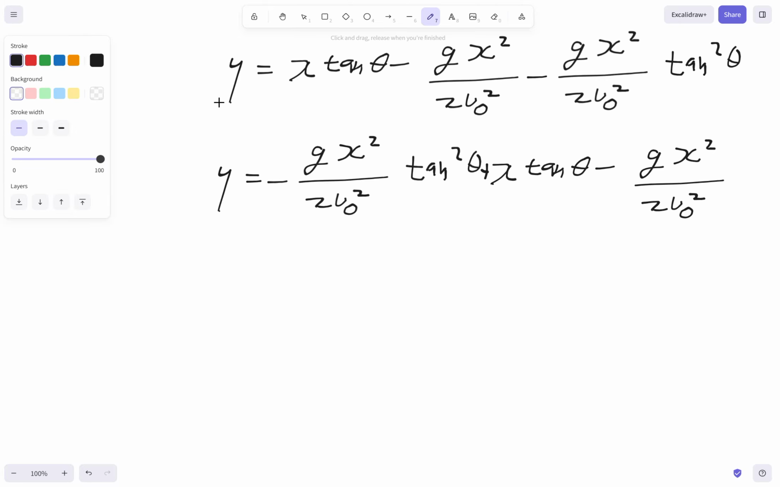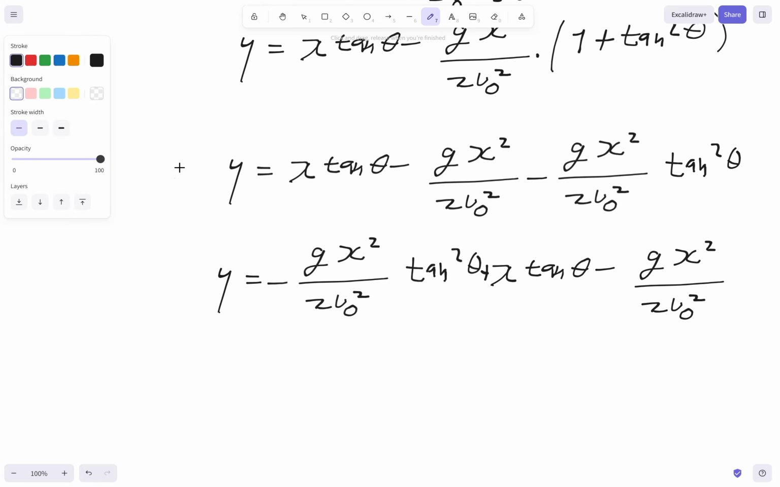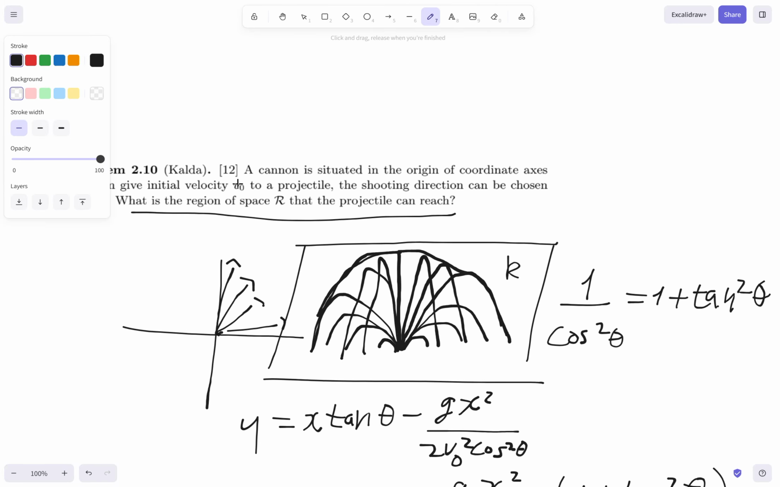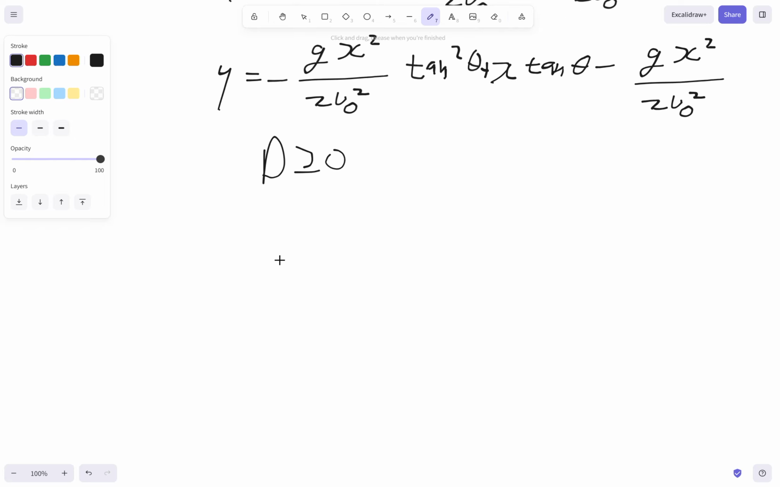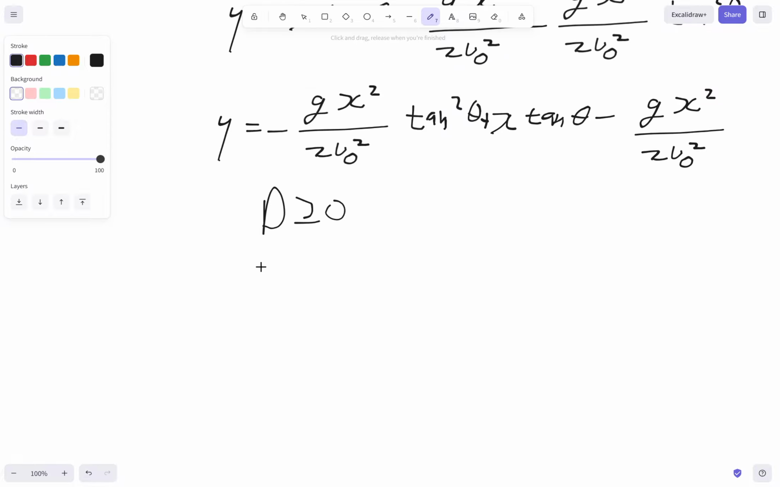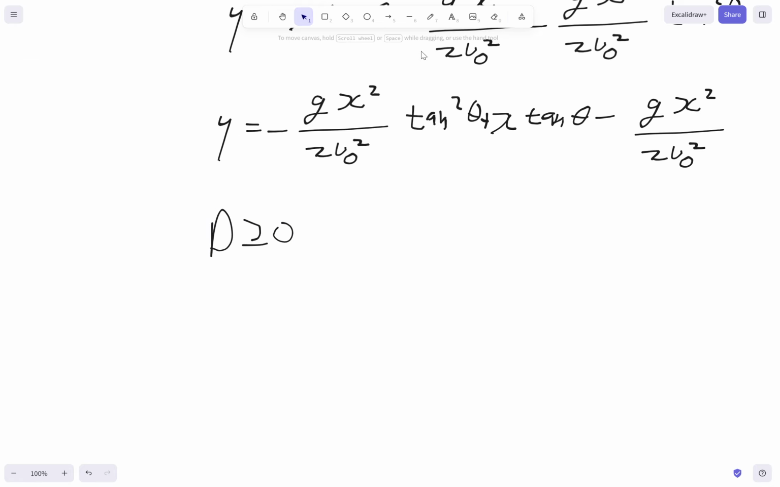In order to solve the question, I want a region of space that I can reach, which means the solution has to exist. For the quadratic solution to exist, the discriminant has to be greater than or equal to 0. If I have a negative discriminant, I'd take the square root of a negative number in the quadratic formula and get an imaginary solution. So this condition is very important. I'm actually going to box it.